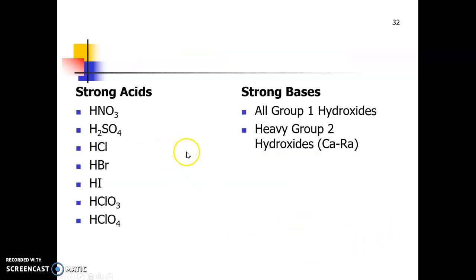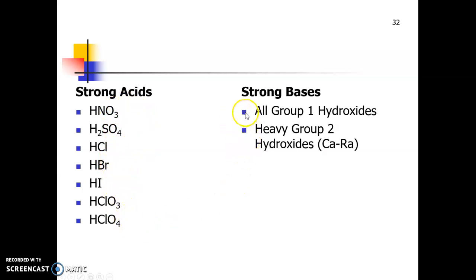Alright, here's a list of the strong acids. There are 7 of them. If we were taking an exam, I would recommend that you memorize those, or AP Chemistry students in the future, I'll remind you of those, and you will have to memorize those.